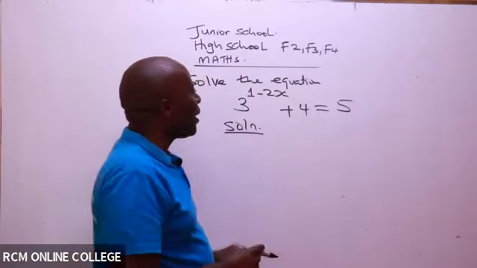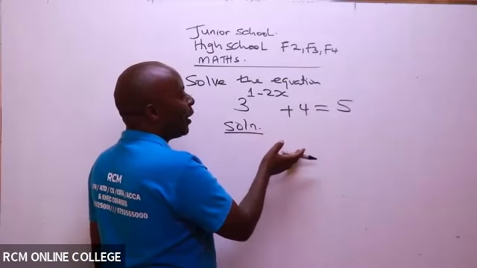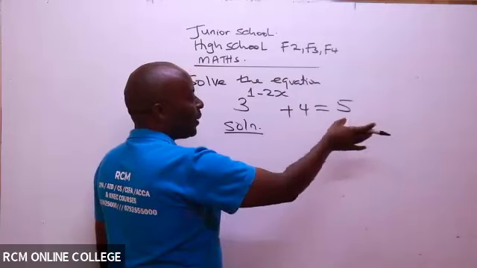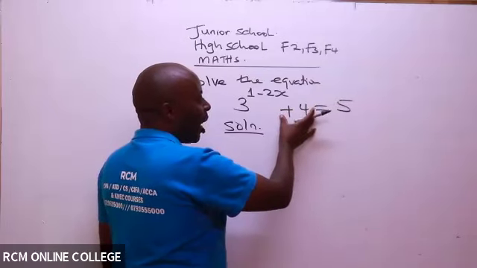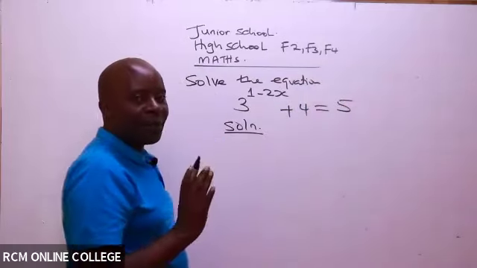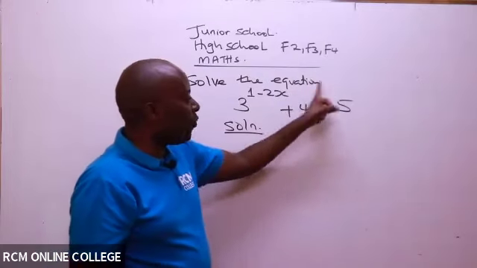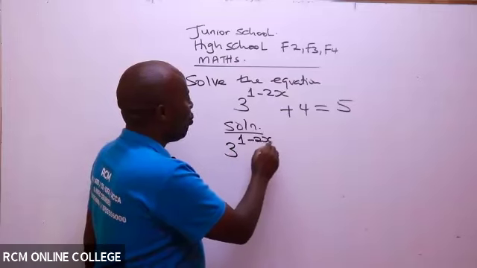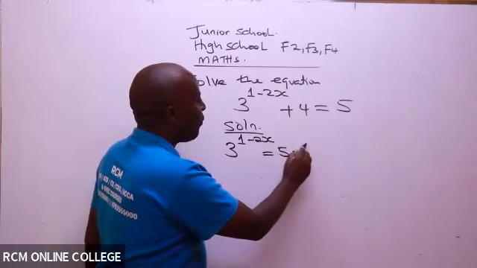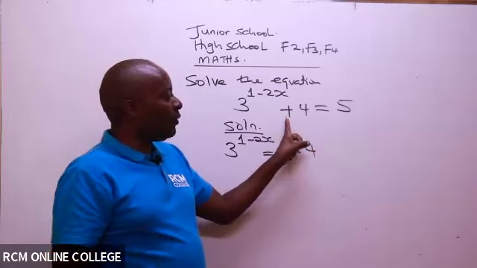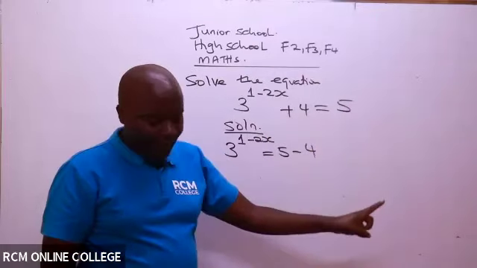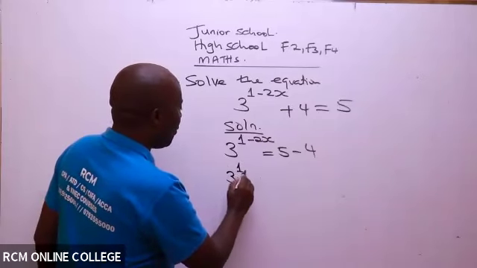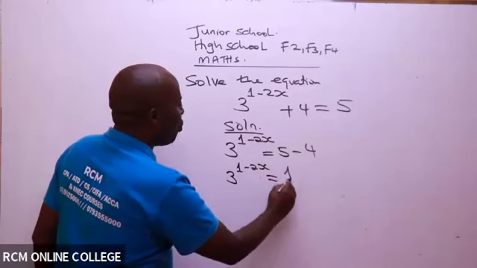The easiest way, let's put like terms together. So let's take this 4 to the other side. Here it's a positive number. On crossing over, it becomes minus. So it will be 3 raised to 1 minus 2x equals 5 minus 4. You can see it was positive, on the other side it becomes negative. So if I proceed further, it will be 3 raised to 1 minus 2x equals positive 1.